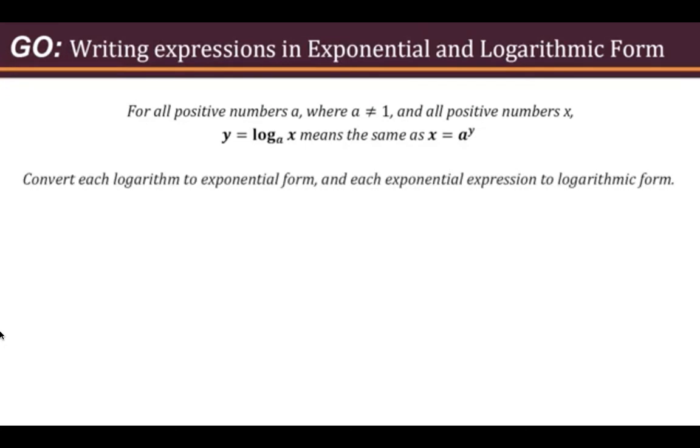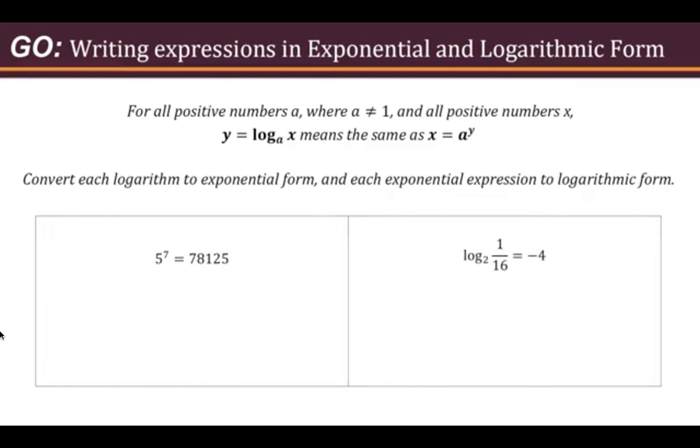For example, convert each logarithm to exponential form and each exponential expression to logarithmic form. First, 5 to the 7 equals 78,125. In logarithmic form, log base 5 of 78,125 equals 7. Second, log base 2 of 1/16 equals negative 4. In exponential form, 2 to the negative 4 equals 1/16. Remember that the base of the logarithm is the base of the exponent.